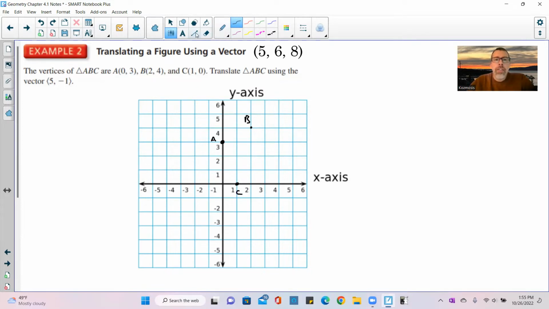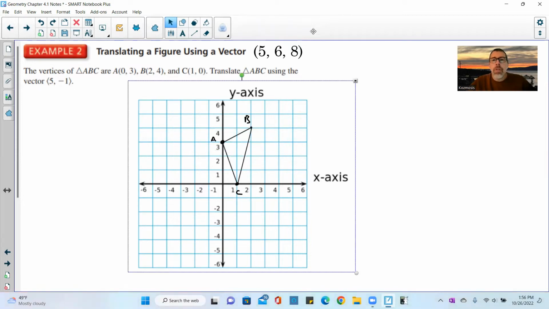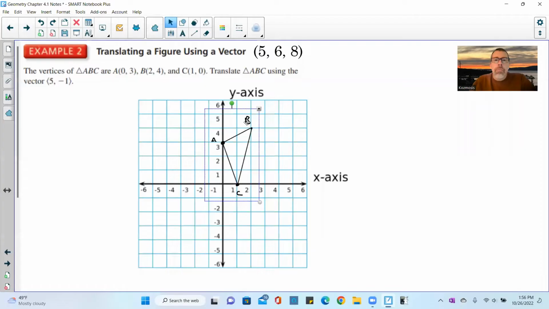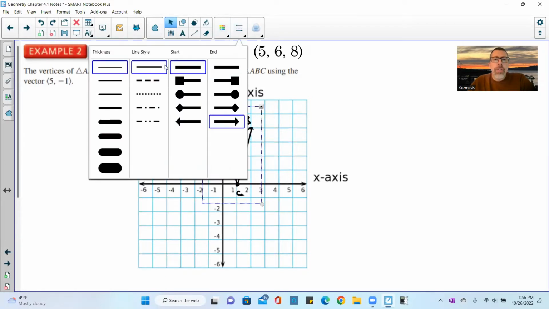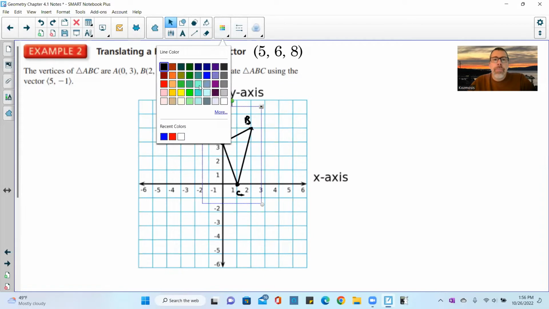So let me connect these. And I will draw a line segment from A to C, A to B, and B to C. So there's my triangle. And let me just connect all these pieces. Okay, so then what I want to do is draw a vector. So let me do this, and I'll make my vector red. And the vector is 5, negative 1.